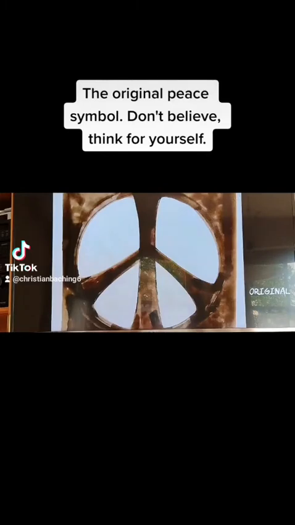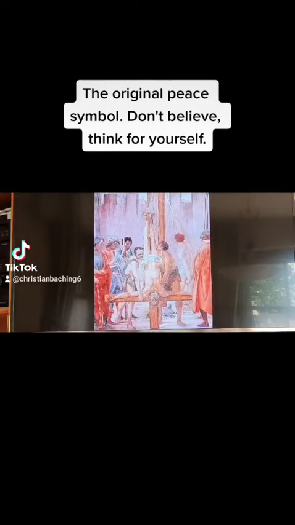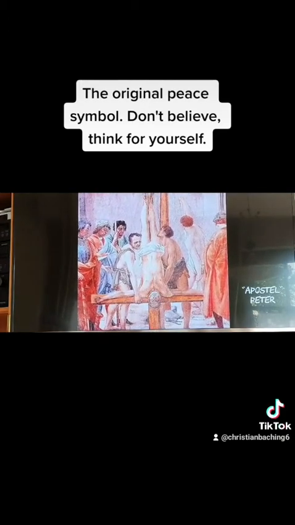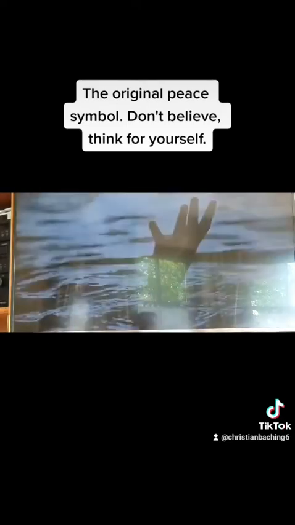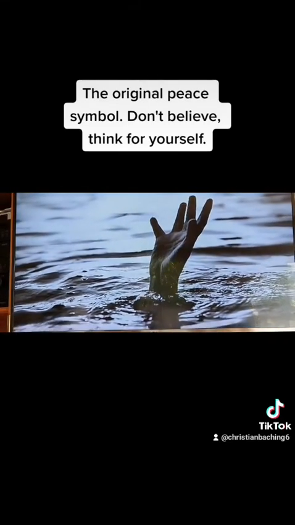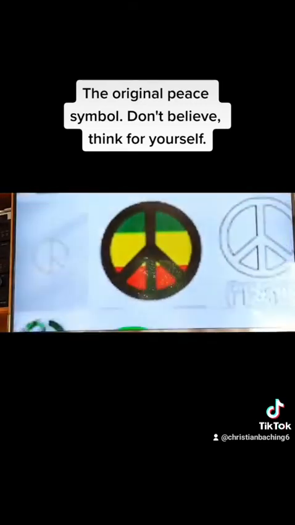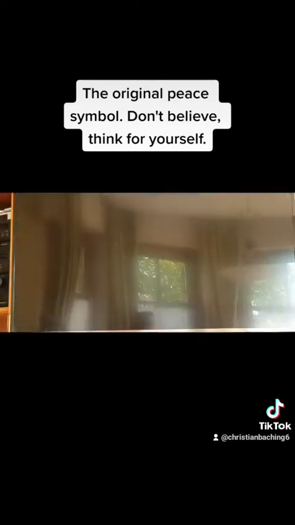Another example is the inverted forked cross, which is also known as the Neocross. Supposedly, the Apostle Peter was crucified with his head down on such a cross. As you can see, these symbols have been linked to death throughout history and have imprinted themselves in the collective consciousness of mankind. So how is one to counter this false peace symbol?